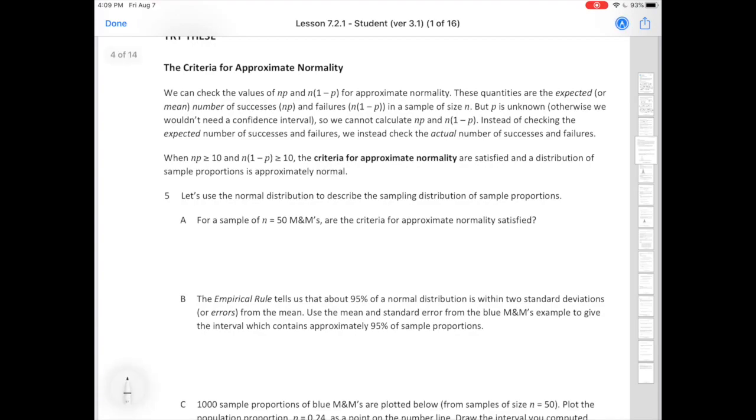And n times 1 minus p gives you the expected number of failures. However, this is the important fact here. When you're doing problems in reality, the p is unknown, right? How can you multiply n times p if what you're trying to do is find p? So you can't calculate these directly. So instead of checking the expected number of successes and failures, we instead check the actual number of successes and failures in the sample.